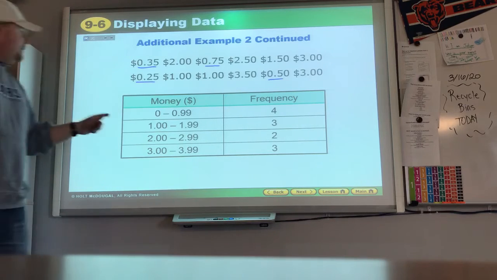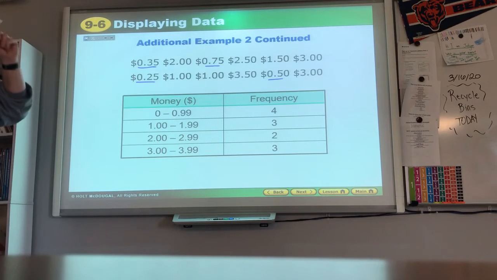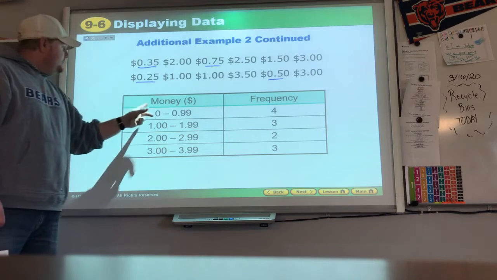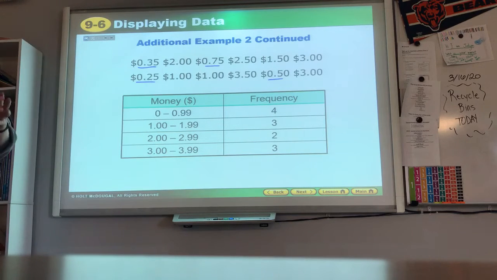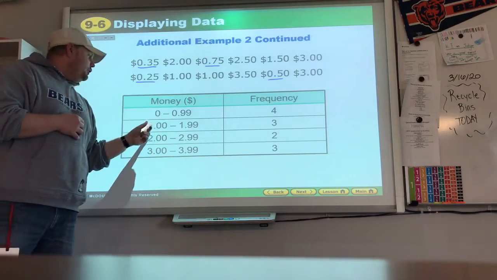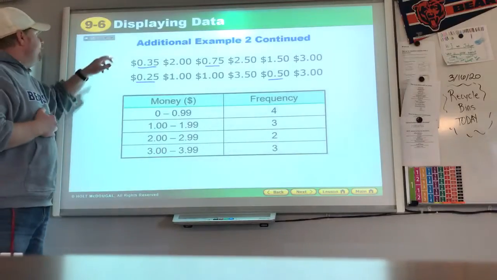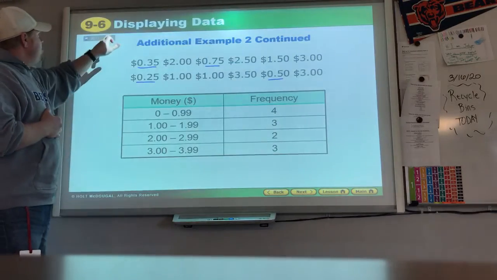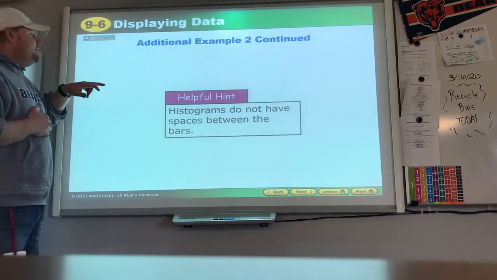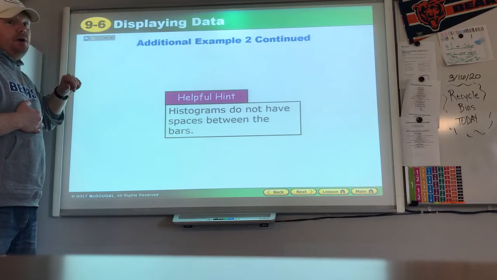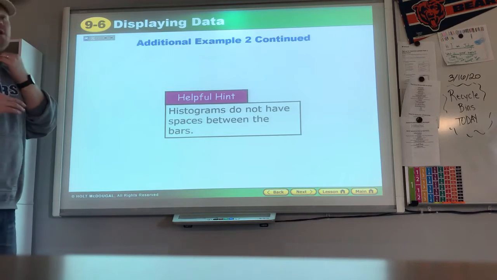Please plan this out. Each covers 100 spots going from 0 to 99. Make sure you have the same number of spots. It's easy to go 0 to $1 and then 101 to $2. Those wouldn't be the same, so please be careful there. Now we're going to use this to make a chart. Histograms do not have spaces between the bars. So it's a bar graph, but without spaces between.